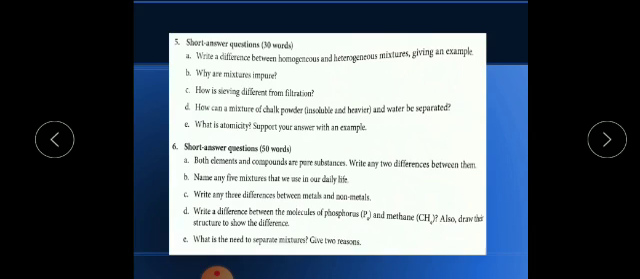How can a mixture of chalk powder, insoluble or heavier, be separated? So children, I have told you that we use the filtration method. In this filtration method we use light and insoluble mixtures. Okay, we can easily separate them from the liquid.